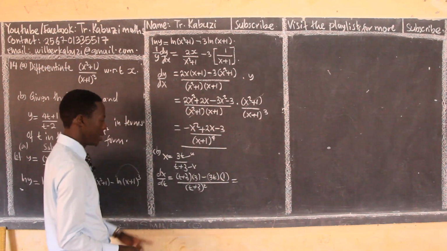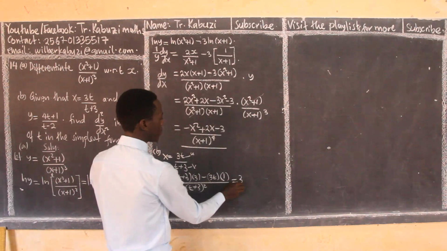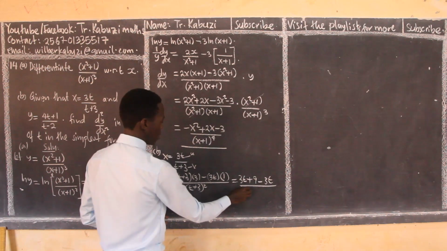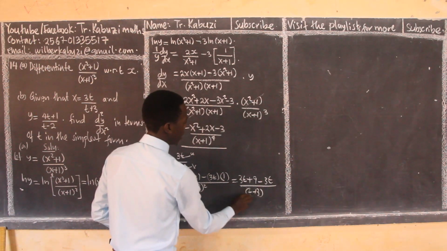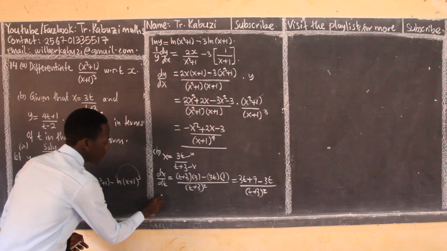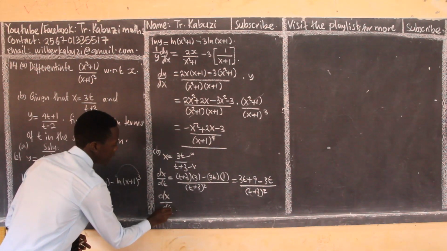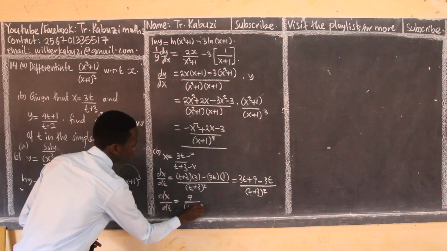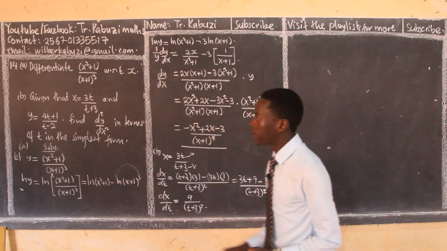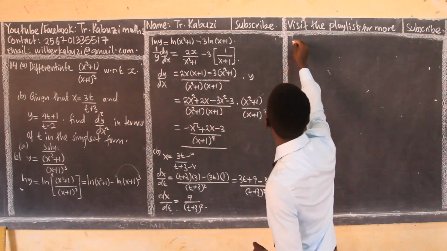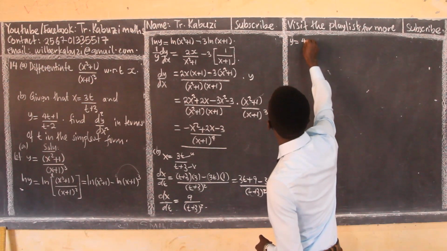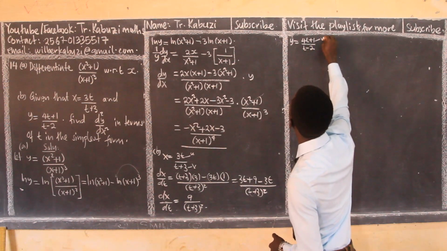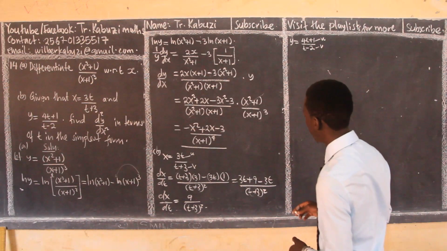When you simplify that, you see here we shall be having 3t plus 9 minus 3t, the whole over t plus 3, the whole squared. So from here, dx dt is going to be 9 over t plus 3, the whole squared. Now from there, we get the one for y. It's that our y is going to be 4t plus 1 over t minus 2. This is my u, this is my v. Still using the quotient rule.